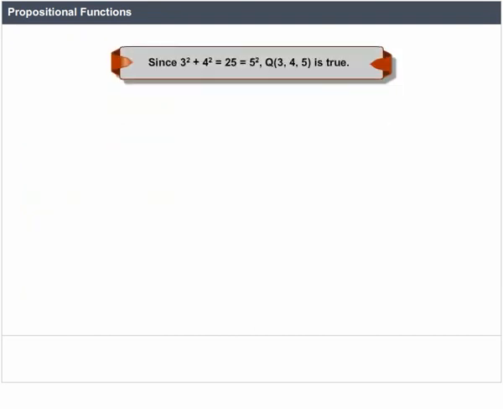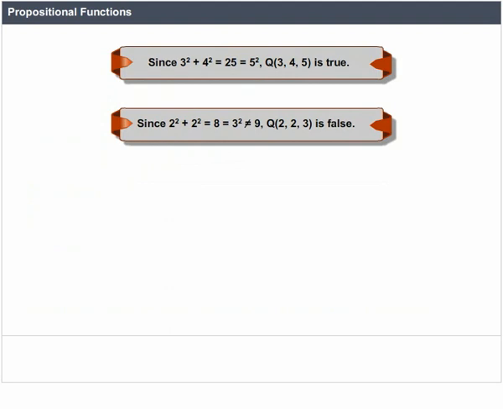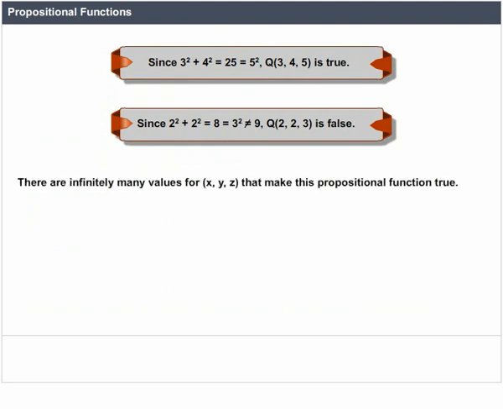Since 3 squared plus 4 squared equals 25, which equals 5 squared, Q(3, 4, 5) is true. Since 2 squared plus 2 squared equals 8, which is not equal to 3 squared, that is 9, Q(2, 2, 3) is false. There are infinitely many values for x, y, z that make this propositional function true.